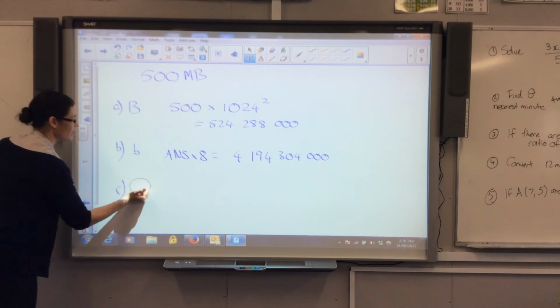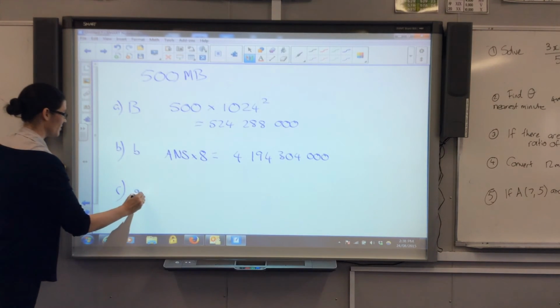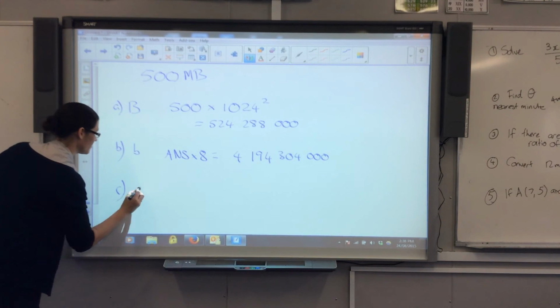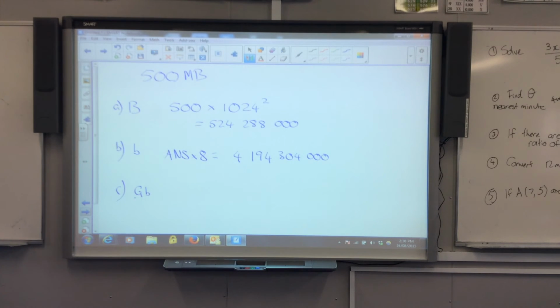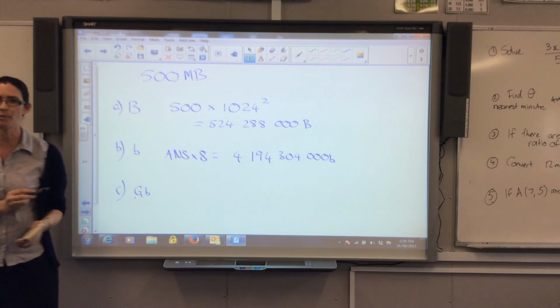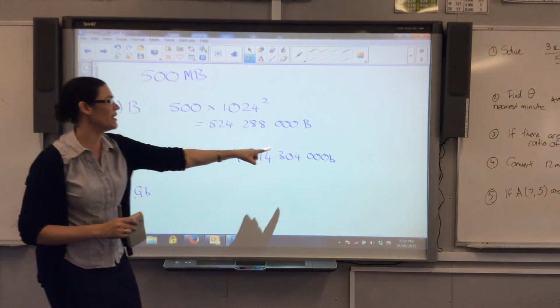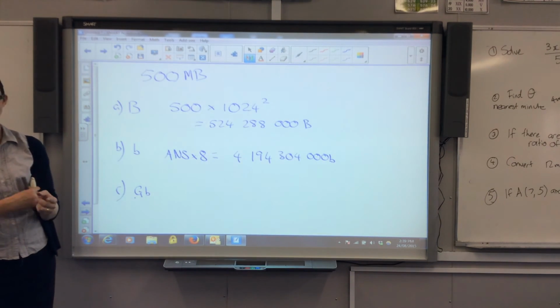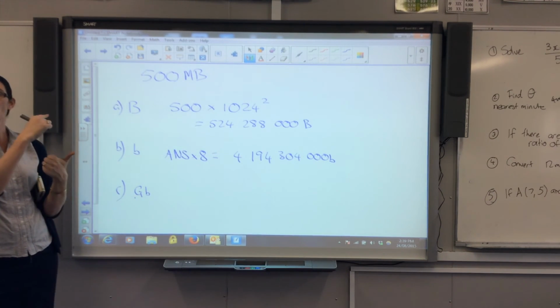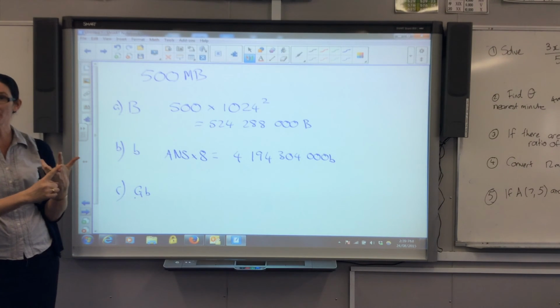Okay, let's not convert it to kilobits. Let's go to gigabits. Now we know there is some massive number of bits. This was our bytes, this is our bits. Huge number of bits. We're going to convert to gigabits. Now, how many jumps is it from bits to gigabits? Tongue twister. So we've got bits, we're going to kilo, mega, giga. 3 jumps.